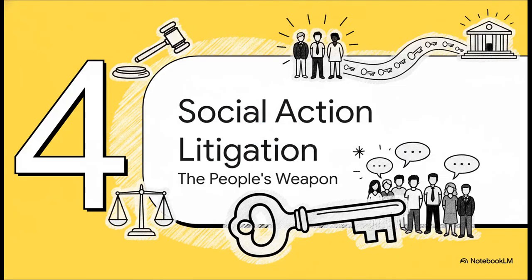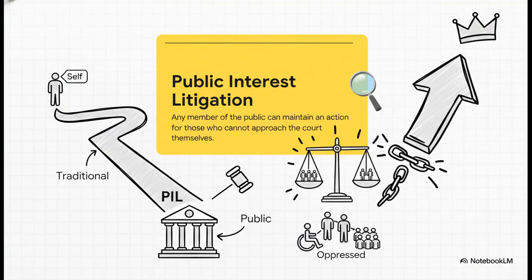But for this new era of activism to really work, the courts needed a new kind of tool, a vehicle to bring these issues to their doorstep. That tool, that people's weapon, was public interest litigation, or PIL, and it was a total game changer for access to justice in India. So traditionally in law, you can only go to court if you personally have been wronged. It's a concept called locus standi. But PIL basically threw that rulebook out the window. It said that any public-spirited citizen could now approach the court on behalf of people who couldn't do it themselves: the poor, the marginalized, the oppressed. It literally gave a voice to the voiceless.